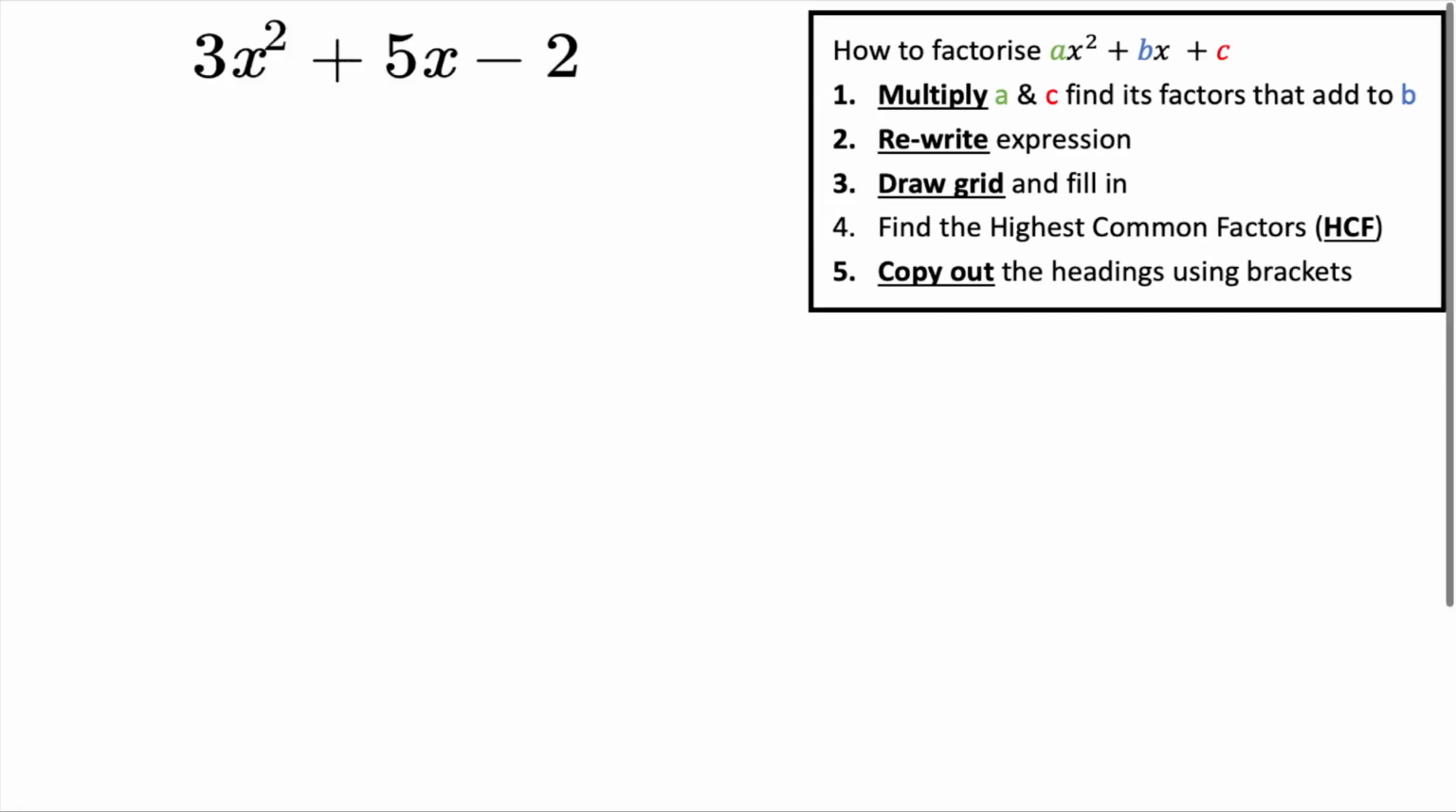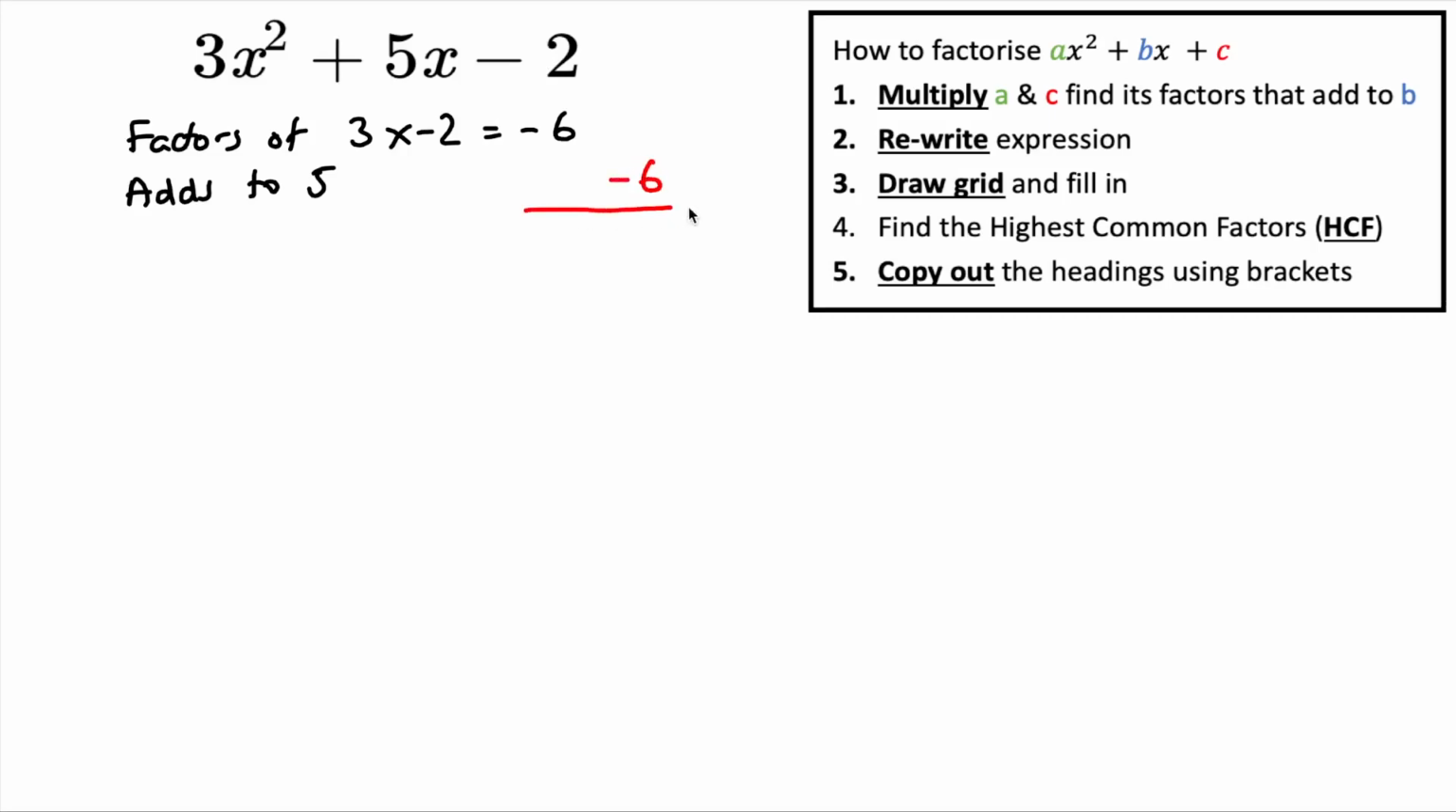Right, final example. 3x squared plus 5x minus 2. So step number 1, we're going to multiply or find factors of 3 times negative 2, negative 6, that adds to 5. Okay, let's just do this first step on the right hand side again.